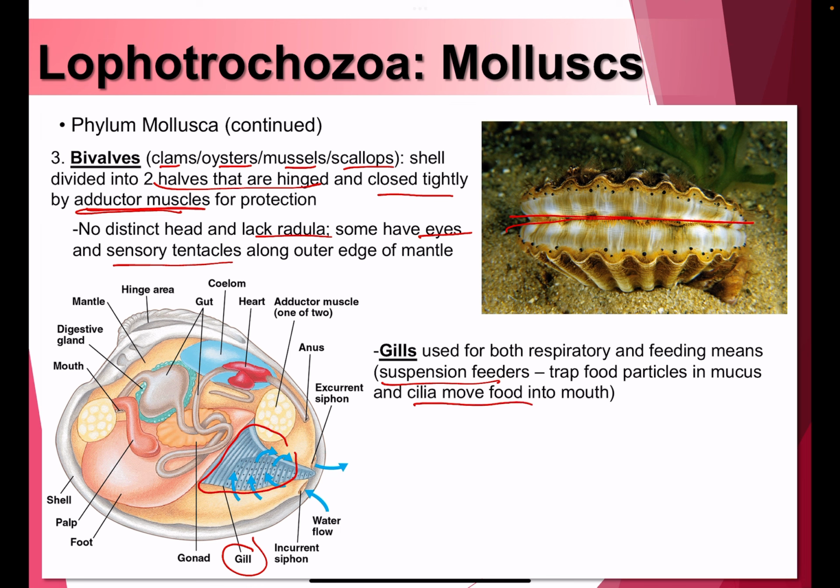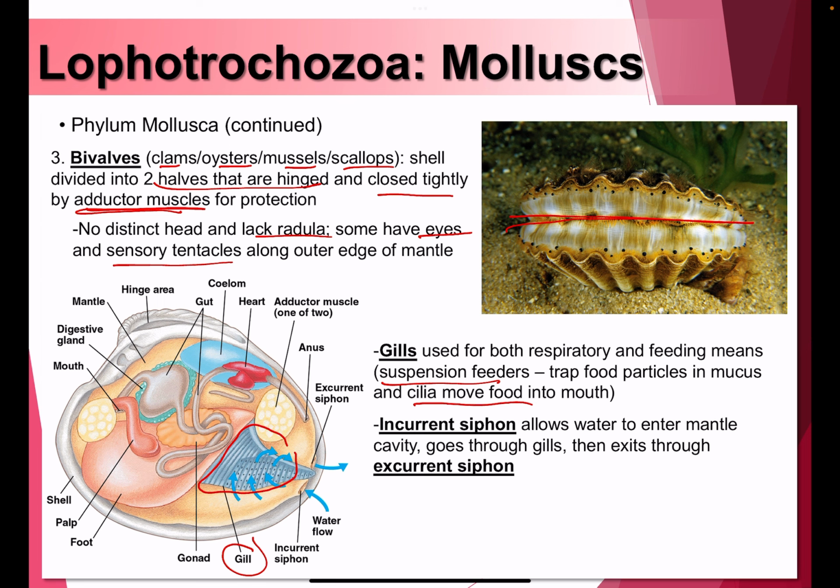So the gill would suck in water, and whatever food particles are within the water will be trapped and filtered by the gills, and then they will go on into the digestive system. Now, these mollusk bivalves have an in-current siphon and an ex-current siphon because they are suspension feeders. They rely on water moving through their body in order to eat. So in-current siphons will allow water to enter the mantle cavity and go through.